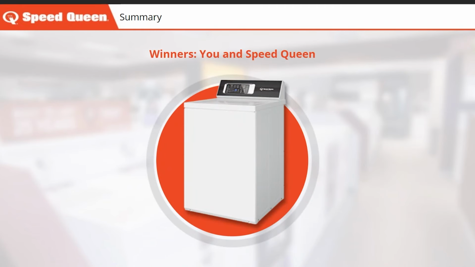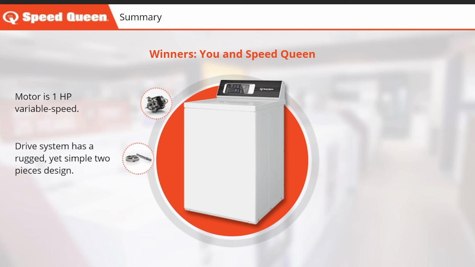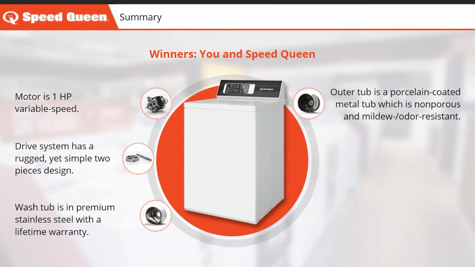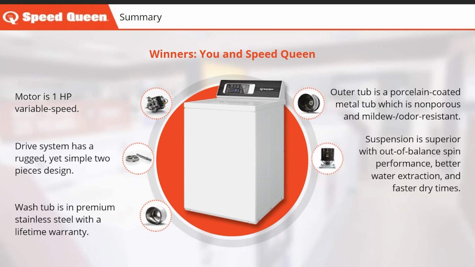Here is a quick recap of what you have learned in the course. You saw that the Speed Queen TR7 is more durable than the Maytag model. Speed Queen has a 1-horsepower variable speed motor. The machine has a rugged yet simple 2-piece drive system design. The inner tub is made of premium stainless steel with a lifetime warranty. The outer tub is porcelain-coated metal, which is non-porous and mildew and odor resistant. The suspension has superior out-of-balance spin performance and better water extraction. The 1.4 amp electric drain pump brings increased commercial-grade power.